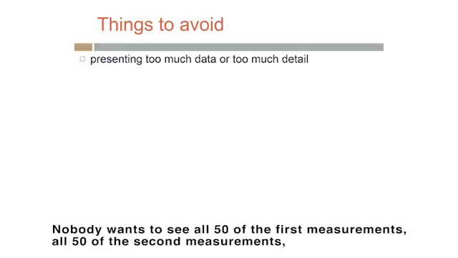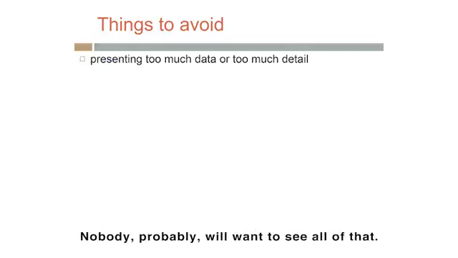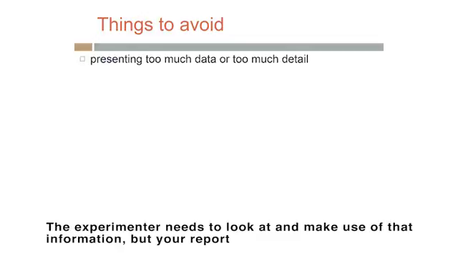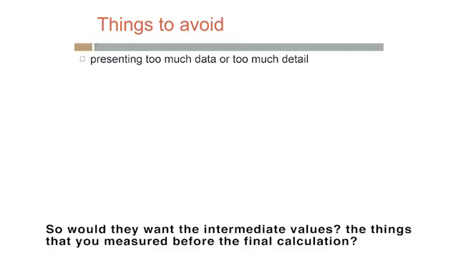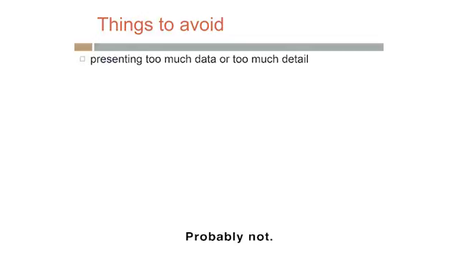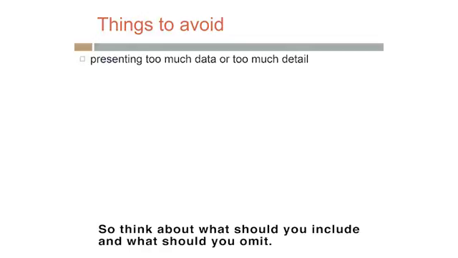Nobody wants to see all 50 of the first measurements and all 50 of the second measurements and all 50 of the third measurements, as well as all 50 of the calculated values. Nobody probably wants to see all of that. The experimenter needs to look at it, needs to make use of that information. But in your report, you're supposed to present the key results as well as anything the reader needs or probably wants. So would they want the intermediate values, the things that you measured before the final calculation? Probably not. So probably that should not even be presented. So think about what you should include and what you should omit.